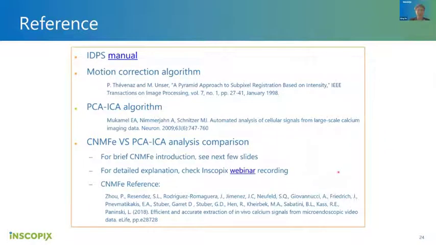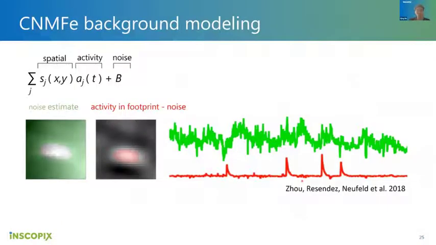I will list some of the references, which would be useful for the customer. The manual is definitely more detailed than this short introduction. And for some of the background for the motion correction, PCA-ICA and CNMF-E, everybody knows CNMF-E was published a few years ago. We have a webinar also listed here. It's a pretty good one from Sabrina and Arden. I also list some CNMF intro in the next few slides, just to refresh everybody and make some basic explanation.